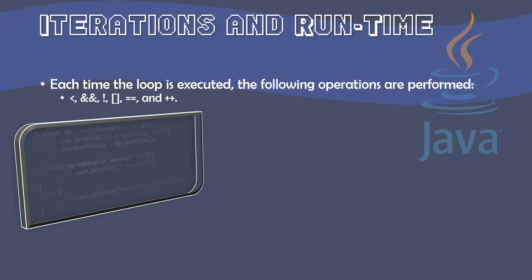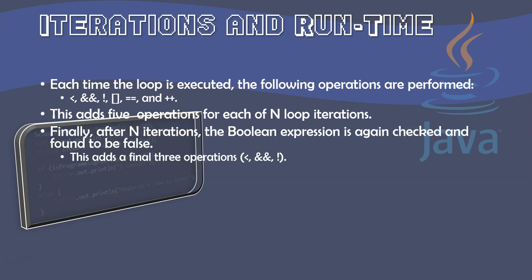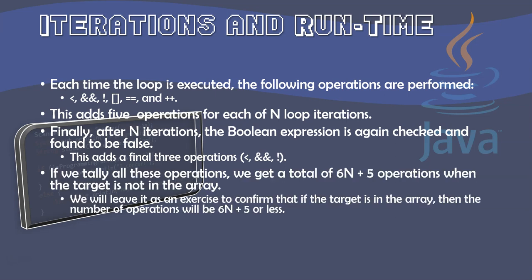Now, each time that loop is executed, the following operations are performed. We have a compare, we have inequality, we have an and, a not, we've got our brackets, etc. This adds a total of 5 operations for each of the n loop iterations. Finally, after n iterations, the Boolean expression again is checked and found to be false. So that adds a final 3 operations, because again, we're going to have to do that check there. Now, if we tally all these operations, the algorithm has a total of 6n plus 5 operations when that target is not in the array.